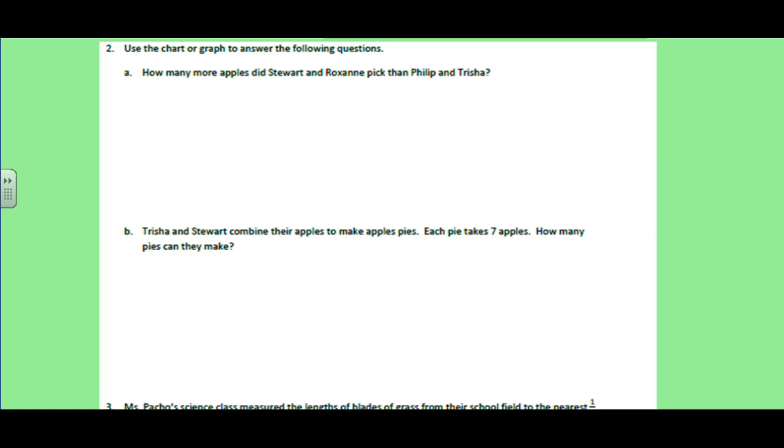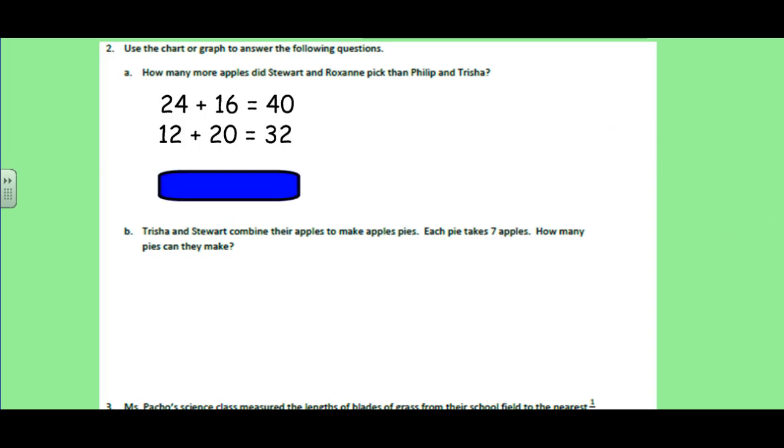And since it's asking how many more, you should be thinking of subtraction once we've figured out the total for Stuart and Roxanne and Philip and Trisha. So the first thing that I want you to do is go and add together Stuart and Roxanne and add together Philip and Trisha, so we know how many those are combined, and then we'll go on to our subtraction problem. So Stuart and Roxanne had 40 apples altogether, because we had to do 24 plus 16, and Philip and Trisha had 32 apples altogether, because we needed to add 20 plus 12.